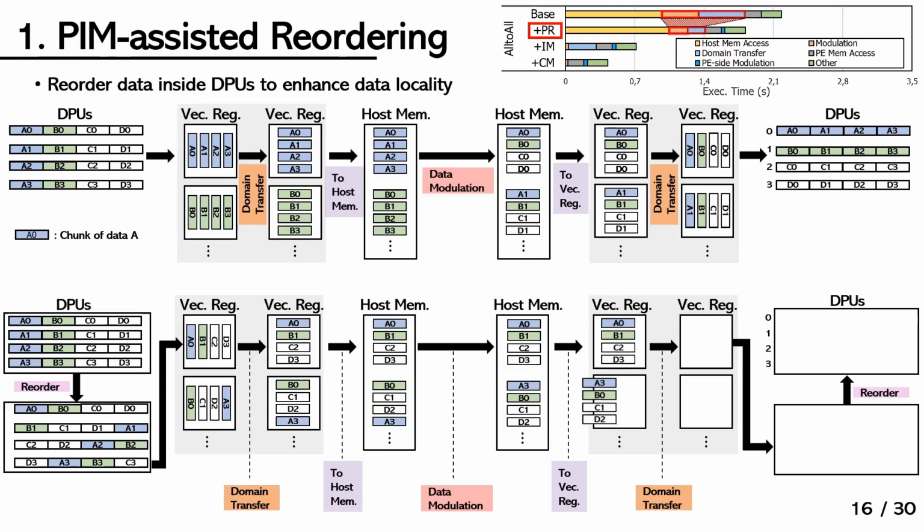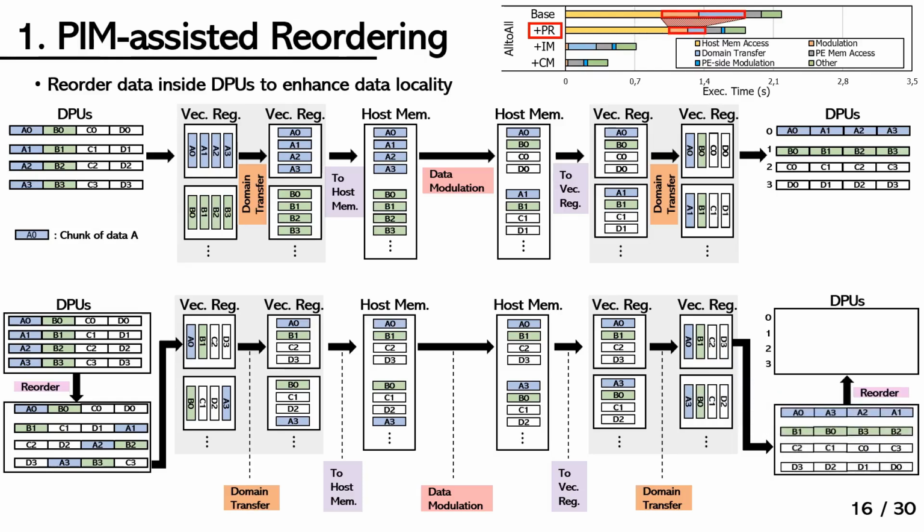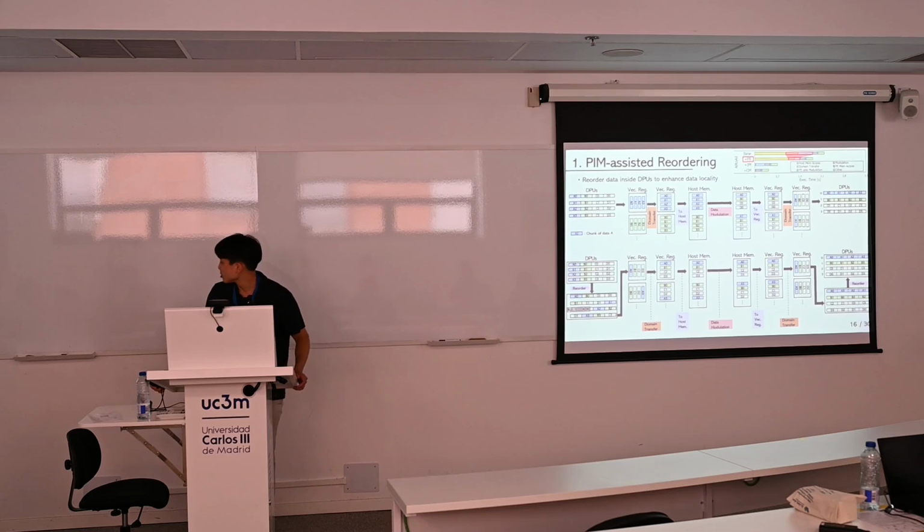Afterwards, the data is sent back to the vector registers, followed by a domain transfer. Then the data is stored back in the DPUs. To complete the Alt-Flow procedure, a final data reordering in the DPUs is required.